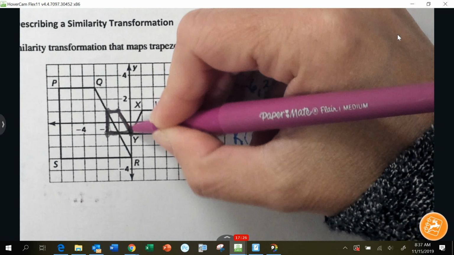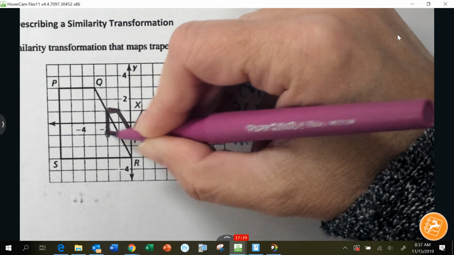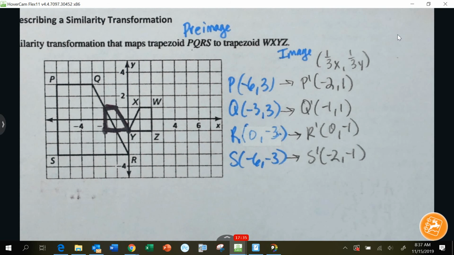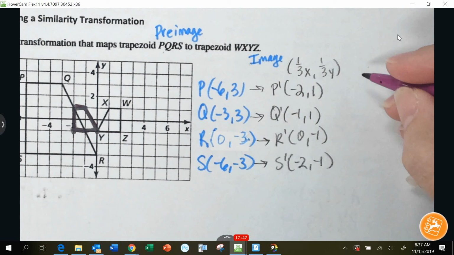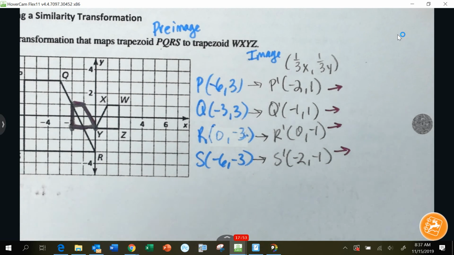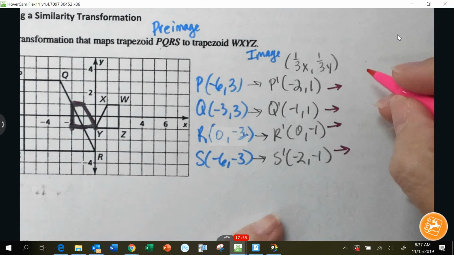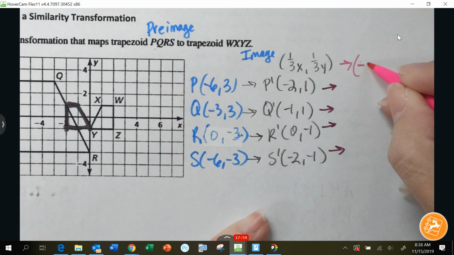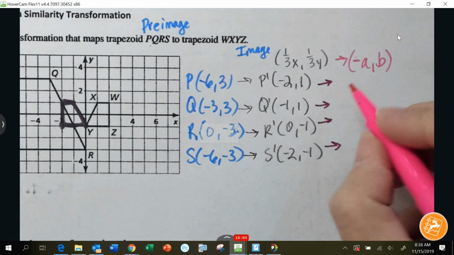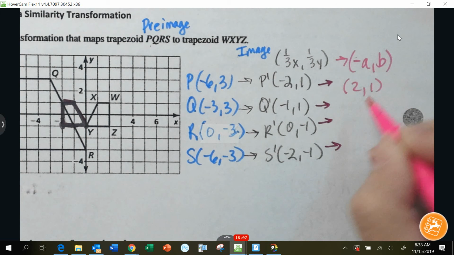Let's see if Emily can get the next step, or I should say the last step. Anything's happening from this one to this one? Where's it reflecting in? Reflect in the y-axis. Okay. So if we reflect in the y-axis, that would be a translation where we do negative a, b. So we change the x values if we're reflecting in the y-axis. So I would have 2, 1, 1, 1.